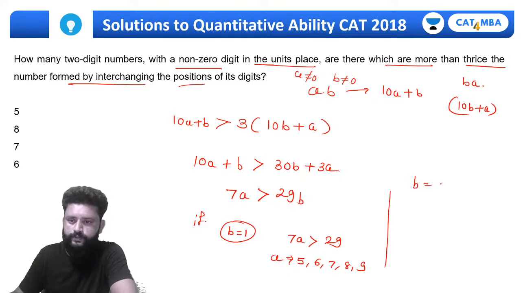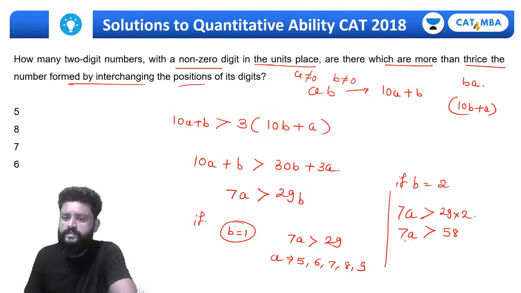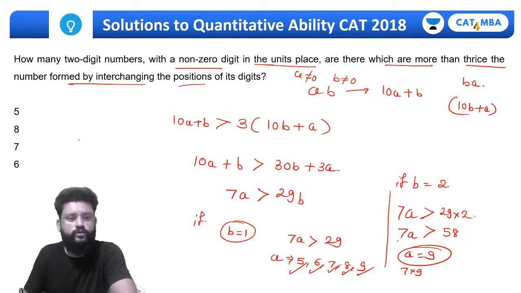If B is 2, 7A must be greater than 29 into 2. So 29 into 2 is 58. 7A should be more than 58, and A is a digit, so its value must be between 0 and 9. A must be 9. 7 times 8 is 56, which will be less than this. There is only one possibility here. So totally how many values are there? There are 6 different values.